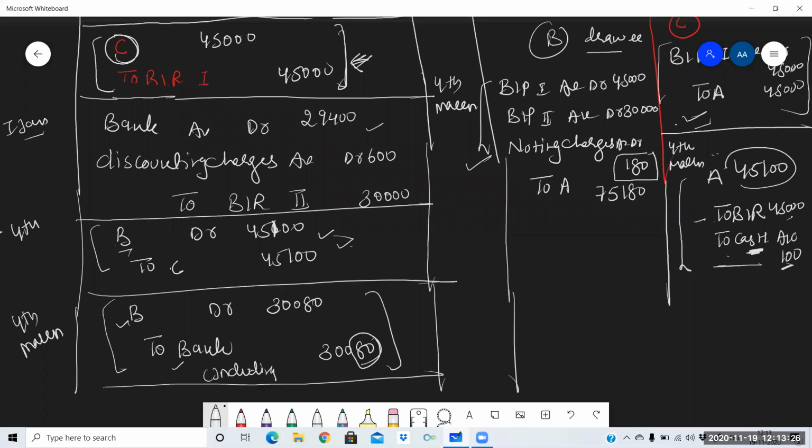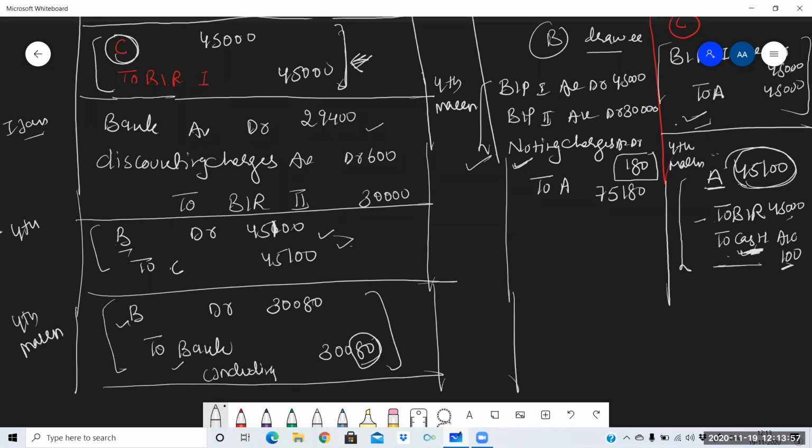Ultimately, the noting charges will be reimbursed by drawee. That's why noting charges is the expense of drawee, not the endorsee, not the drawer. So in drawee's book we have written noting charges debited, because this is the expense of drawee only, and he is paying. That's why cash is credited in his accounts, but he will be taking it back from drawee. Who is drawee to C? A. A is drawee to C. That's why he has debited A.